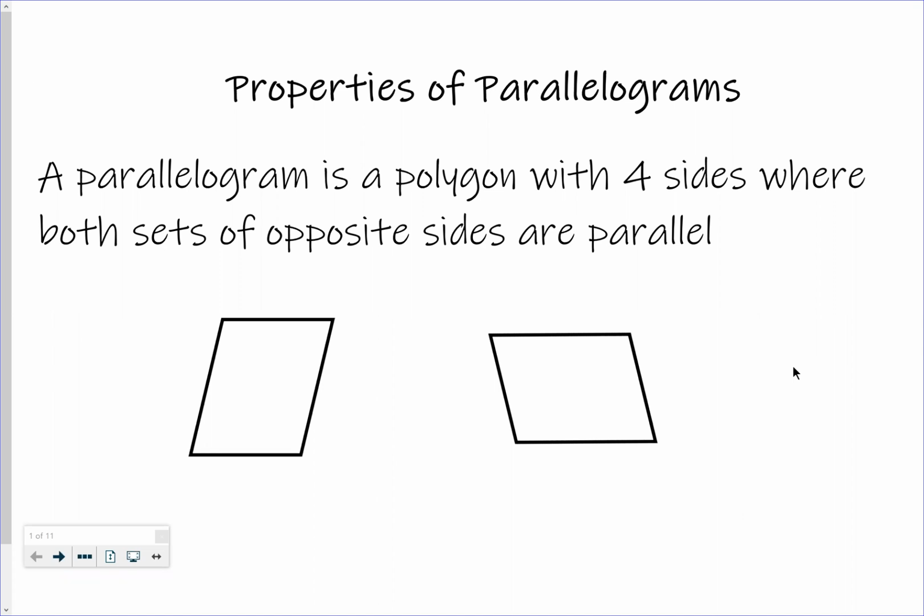There's certain things that you will be able to tell about a shape if they tell you that that shape is a parallelogram. So let's first start off with the definition. A parallelogram is a polygon with four sides, so it's a quadrilateral, and both sets of opposite sides are going to be parallel. So the top side and the bottom side will be parallel, and so will the left side and the right side.